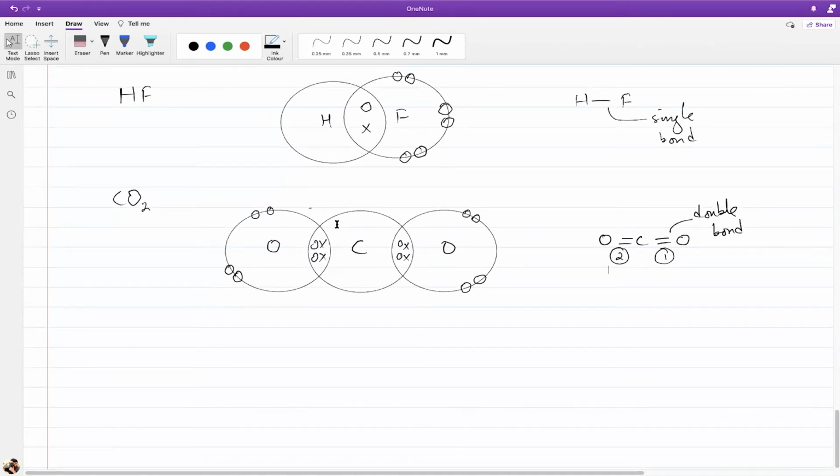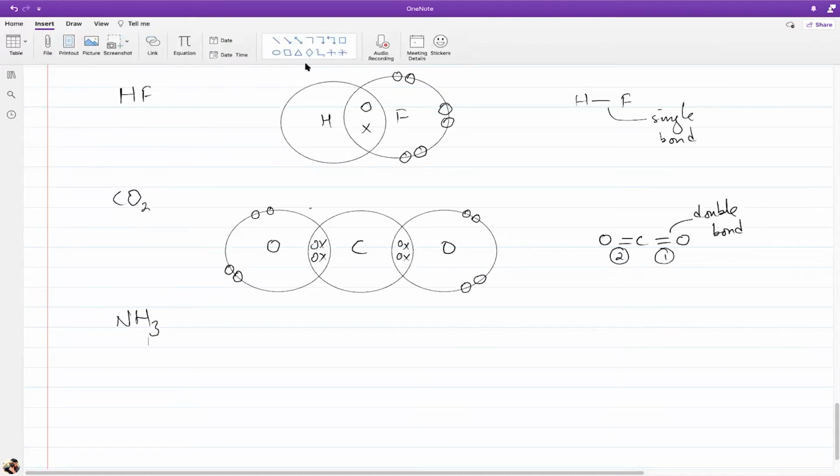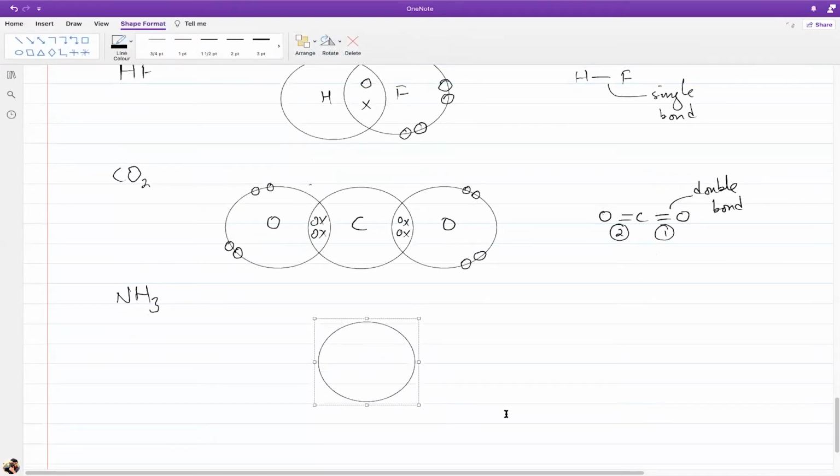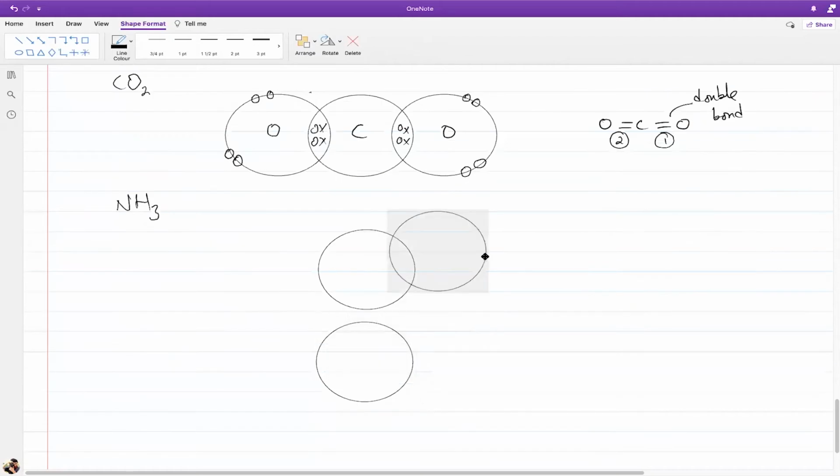Similarly, if we have more than three atoms, let's suppose we have NH3, then we will again discuss which atom needs more electrons, and that one will come in the center. So nitrogen needs 3 more electrons because it's in group 5, and hydrogen just needs 1 more electron. So what happens is that nitrogen goes in the center, and we have 3 hydrogen on the side.